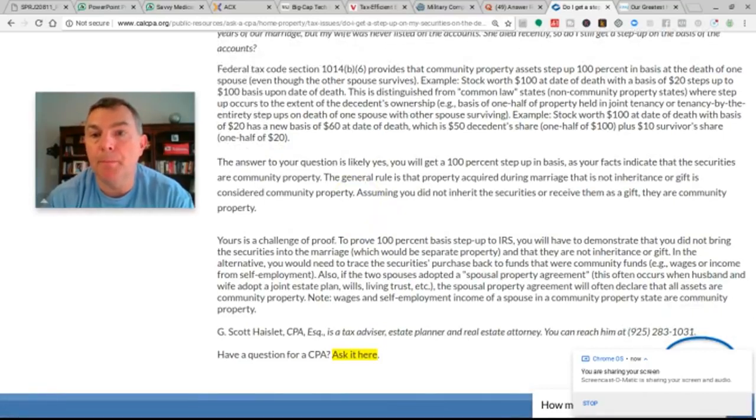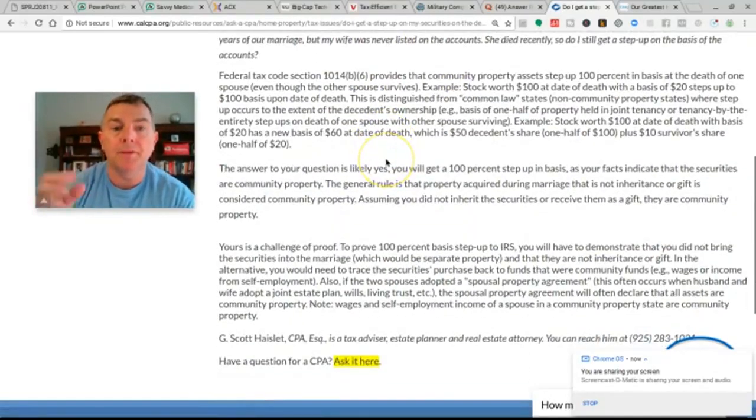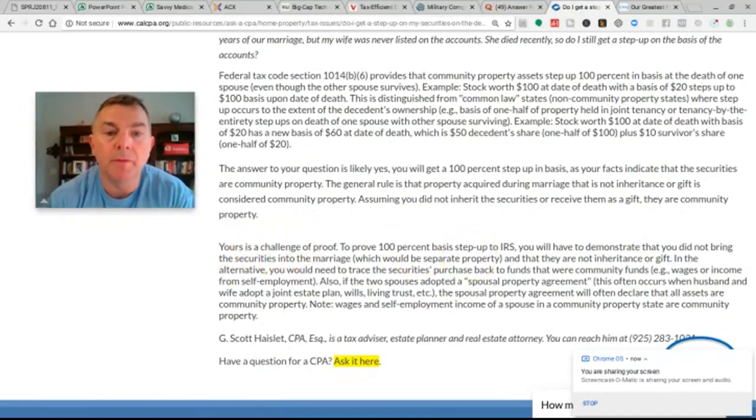You get 100% step-up basis as your facts indicate that the securities are community property, even though they were never listed on the accounts. All right, and here they got a typo. Yours is a challenge of proof. Oh, challenge of proof. Okay, that's not a typo, my fault.